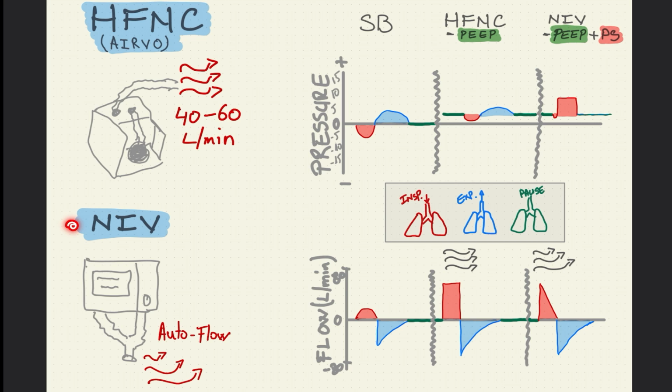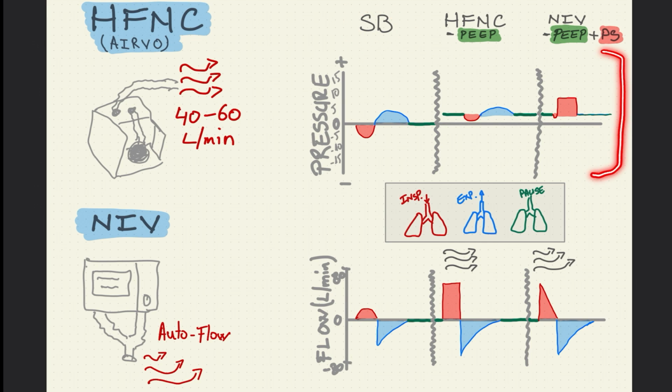In contrast, non-invasive ventilators adjust this flow depending on the patient's needs. This is termed auto-flow. Before we can have a look at the difference between high-flow oxygen devices and non-invasive ventilators, we need to see spontaneous breath.